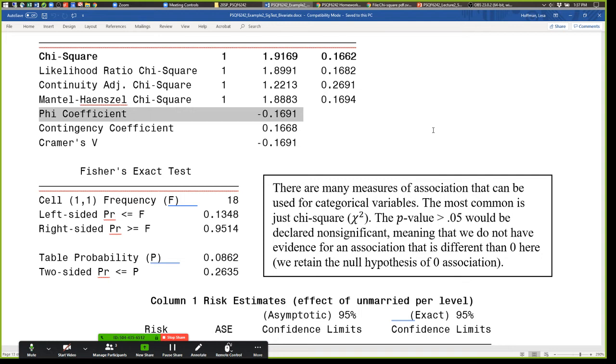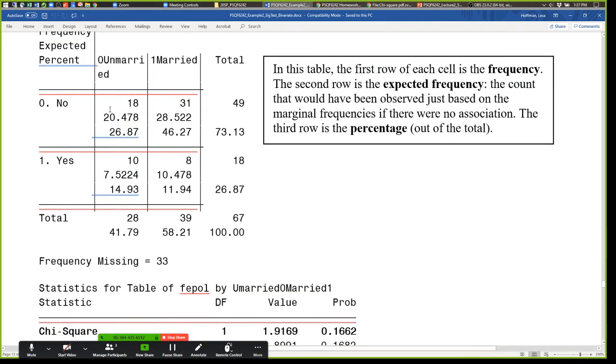Did you have a question, Dre? Did I see your hand? Yeah, a few steps ago, you said that unmarried 20.5 is not significant enough, and I was wondering, is that because of how far it is from 26.87? So 26.87 is just the frequency. That's not part of that, that's our percentage.